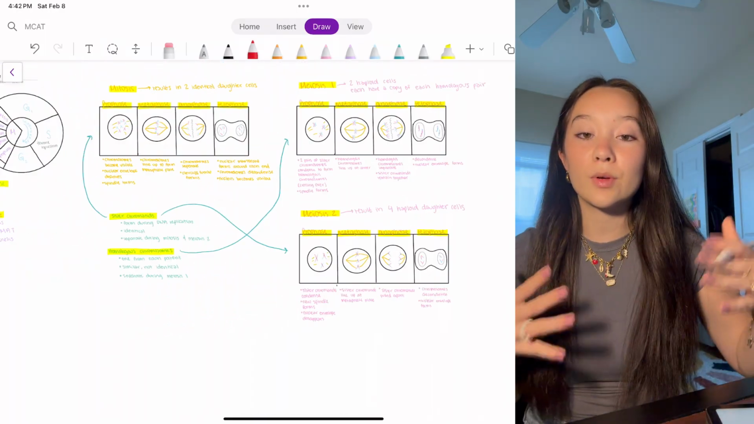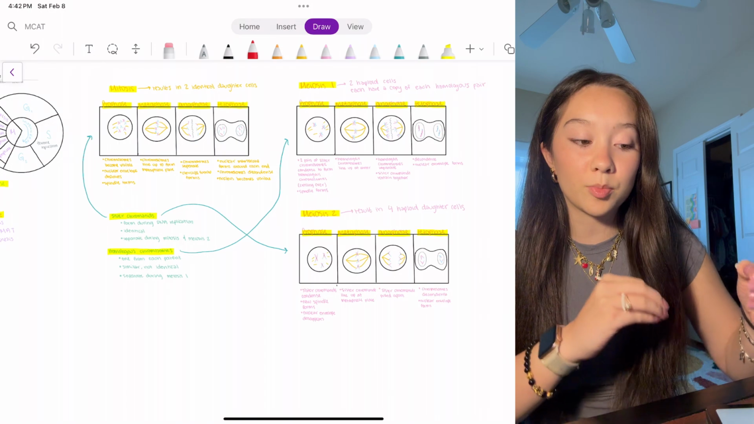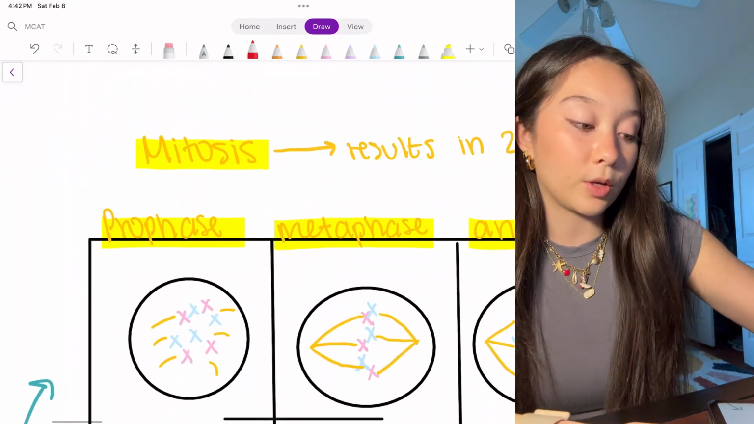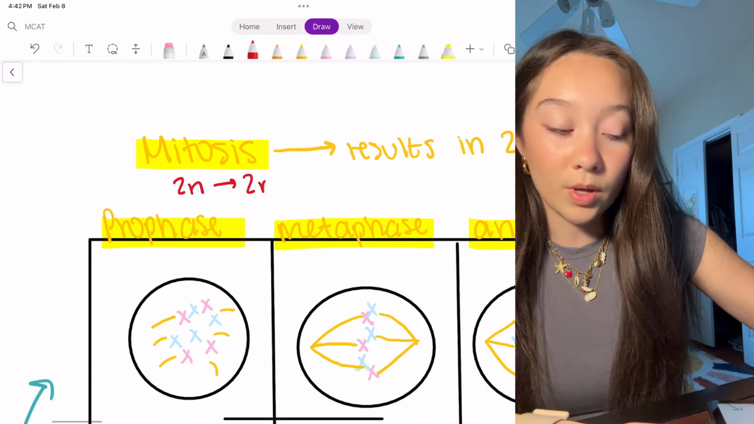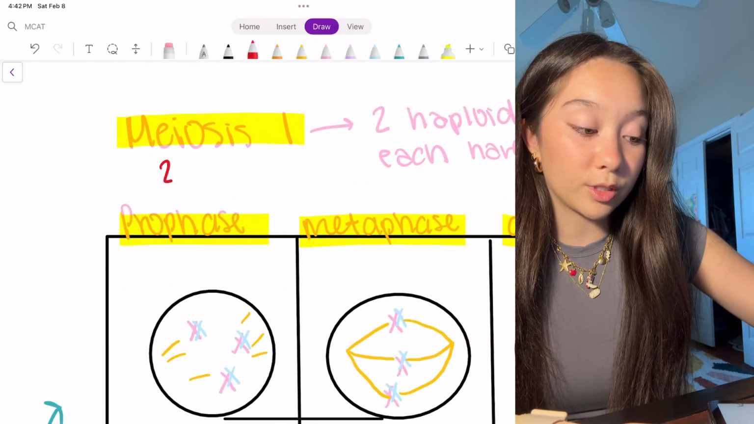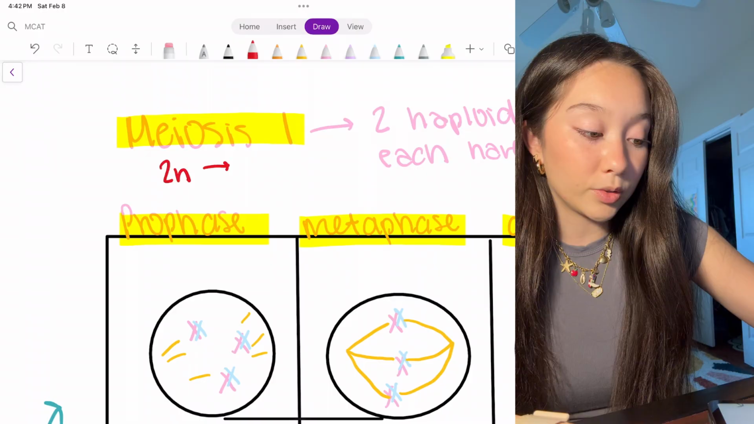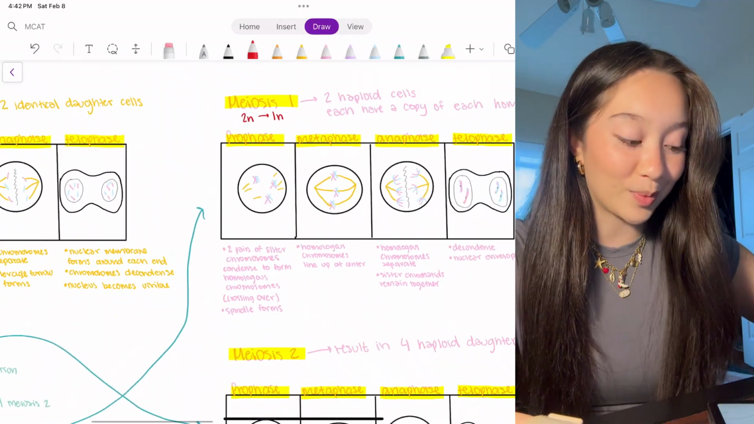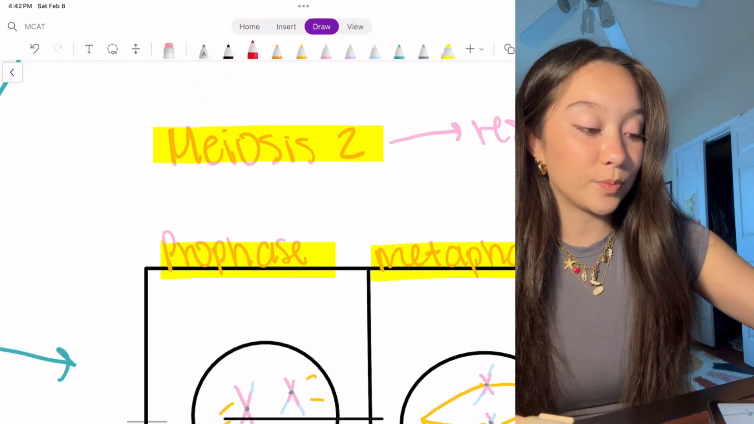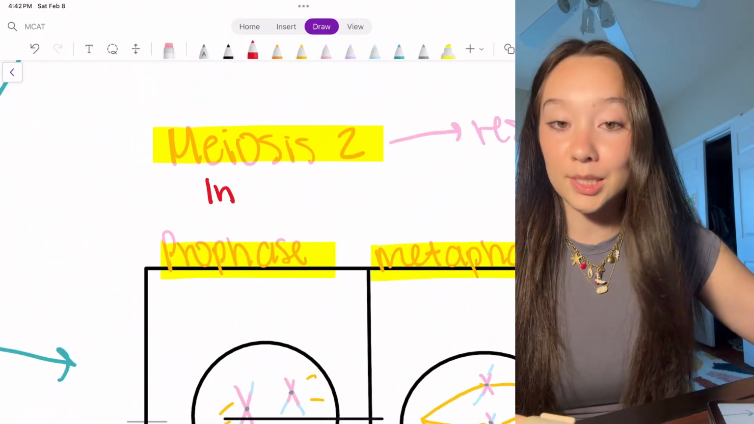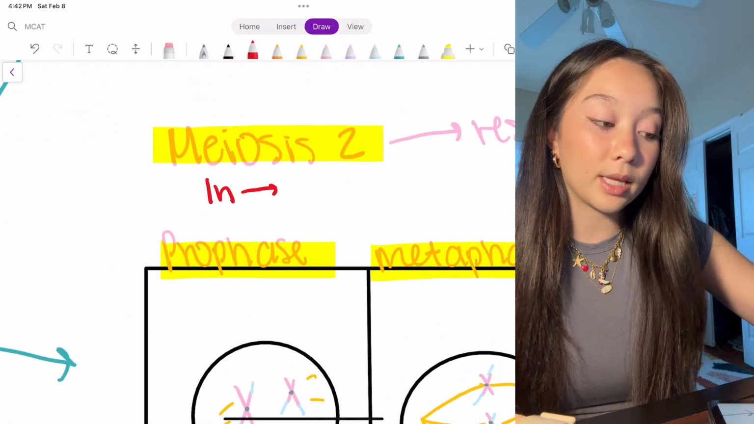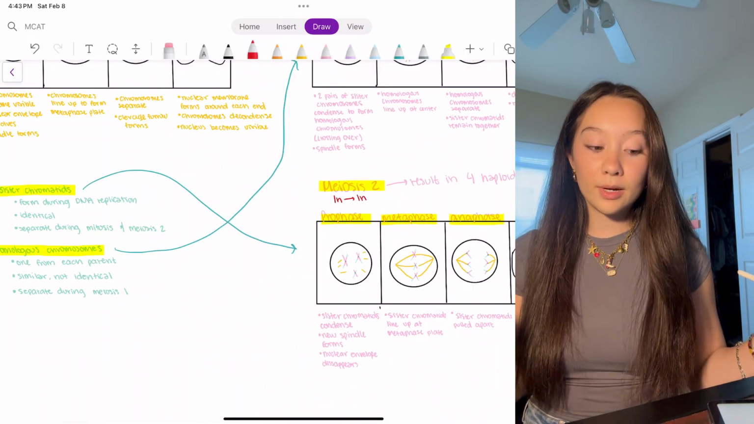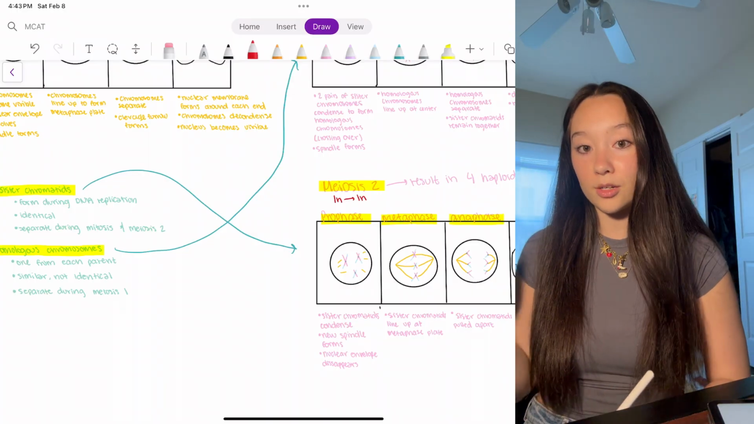Okay, let's go ahead and note if the start and end product of each of these is either diploid or haploid. So mitosis, it goes from 2N to 2N. Meiosis 1, remember we go from 2N diploid to 1N haploid because the homologous chromosomes separated. Meiosis 2, 1N, because that's where we ended from meiosis 1, stays at 1N because homologous chromosomes are not separating. It is the sister chromatids that are separating.